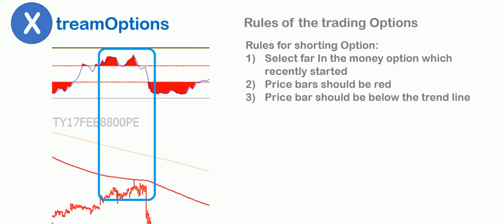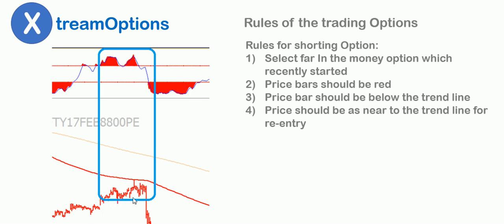And the price should be as near to the trend line as possible for re-entry. After we have taken a trade, we'll look at how far the price is from this particular trend line, and if it is far off, then we will take only 20% maximum of the position. We will re-enter or add to the position when the price is near the trend line, so that our risk and reward ratio is much better.